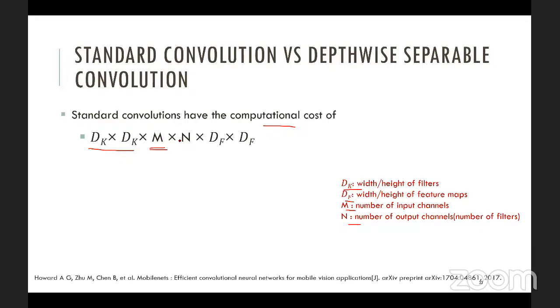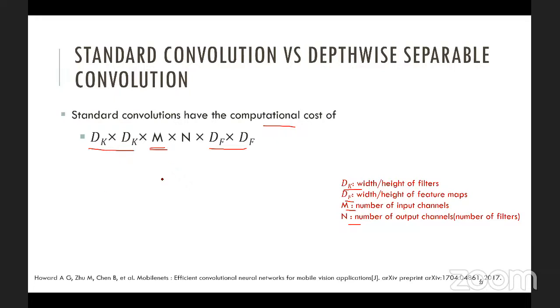Then see how many filters there are. So let us say this is the feature map, right? What is the size of your feature map? And on this feature map, you are going to apply this filter, right? And how many filters are there? Let us say you are having n filters. So for each filter, you are going to perform this task, right? So this is your complexity there.